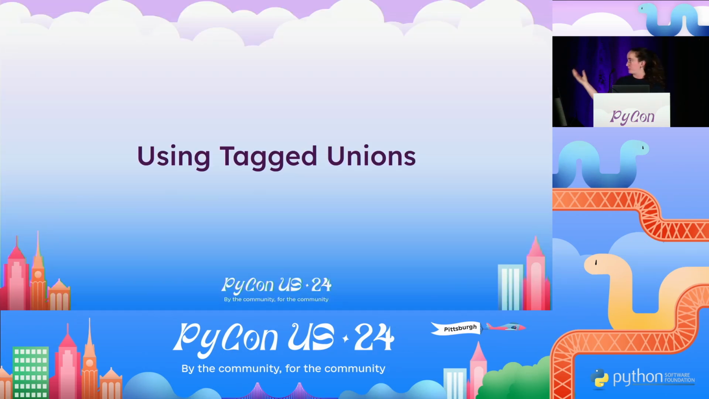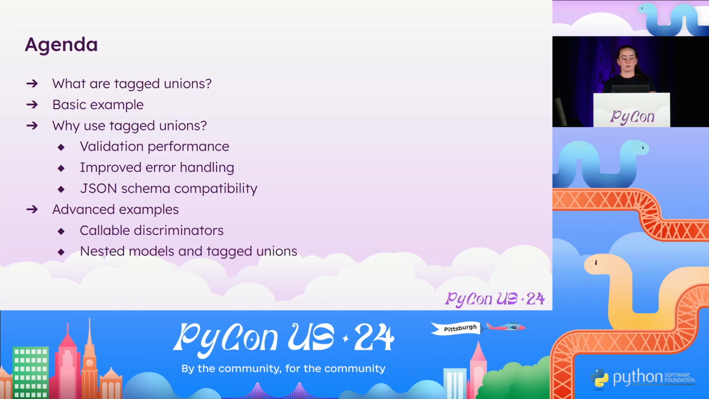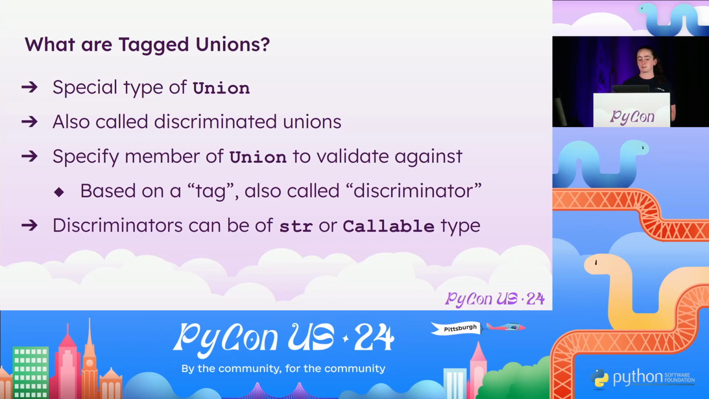Now we'll move on to the more general content of the talk, which is using this structure called tagged unions. We also call those discriminated unions. So we're going to talk a little bit about what they are, cover a basic example so you can wrap your head around the idea, then talk about why we use them, giving you a little bit of a preview here. Surprise, surprise, performance is one of the reasons. And then we also offer improved error handling, JSON schema support, and then we'll go into some more advanced examples with those discriminated unions.